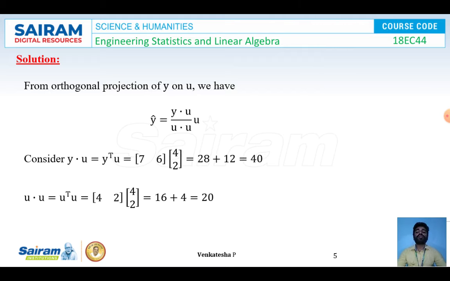So y dot u is nothing but y transpose u. Taking the transpose of y and multiplying it with the vector u, 7 into 4 is 28 plus 6 into 2 is 12, so I got 40. Similarly, I'm going to find u dot u. It is given by the formula u transpose u. Taking the transpose of u times the column u, that is 4 into 4 is 16, plus 2 into 2 is 4, so I got 16 plus 4 is 20.